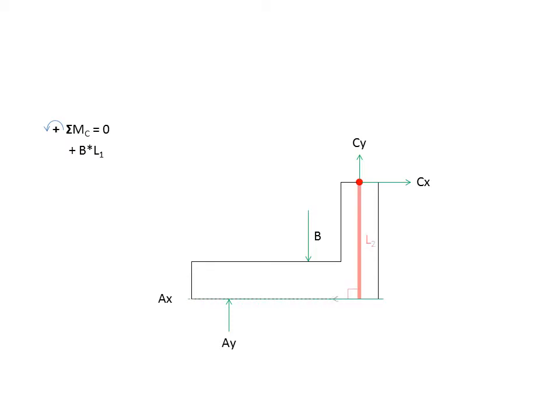Likewise, forces Ax and Ay produce moments about point C. Force Ax generates a clockwise rotation regarding point C. Therefore, it creates a negative moment about C, that is, negative Ax times L2. As for Ay, it also generates a clockwise rotation with respect to point C, thus creating a negative moment term, and that is negative Ay times L3.